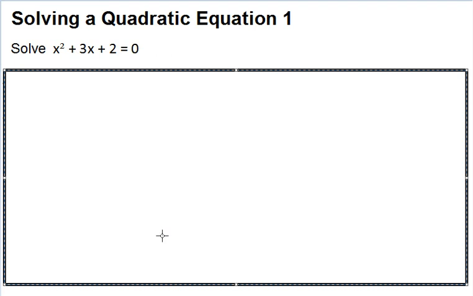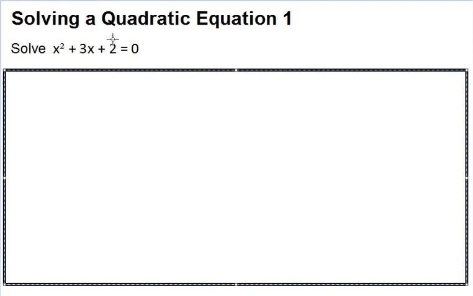Hi, I'm going to do a few videos on solving quadratic equations. And a quadratic equation generally looks like this. It's got an x squared component, and in this particular case, this is 1x squared, we just don't show the 1. It's got an x component, and this is 3x, and it's got a constant term as well, 2.